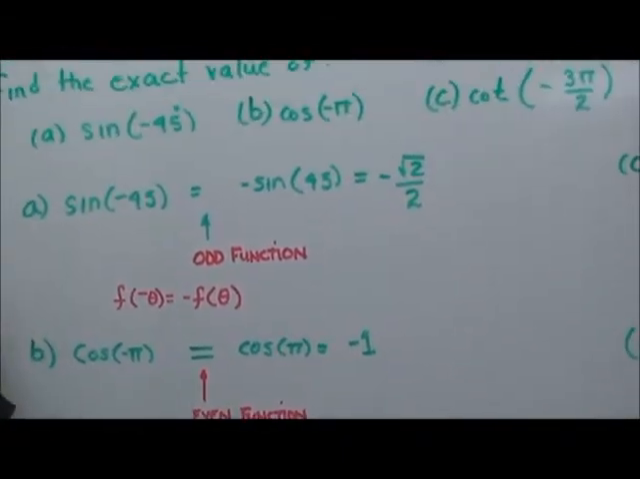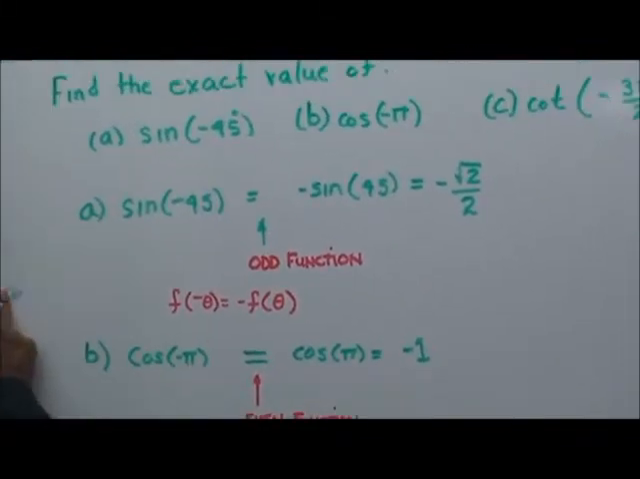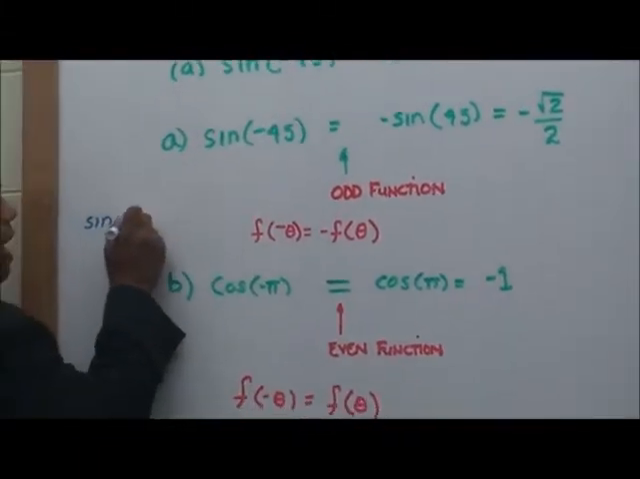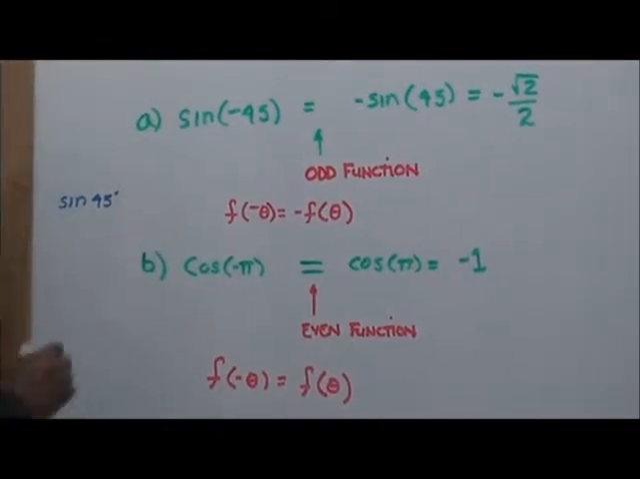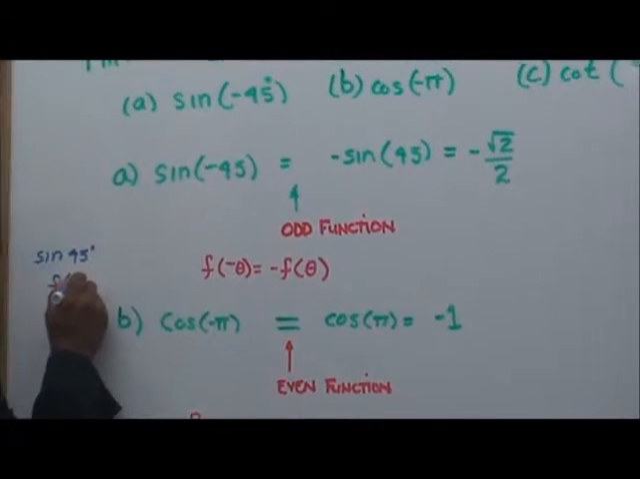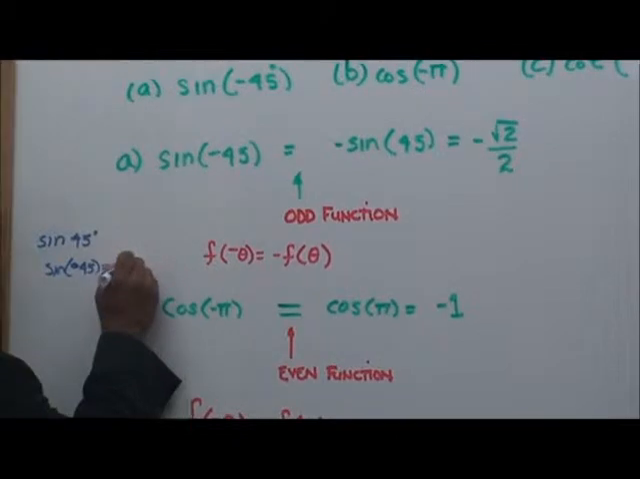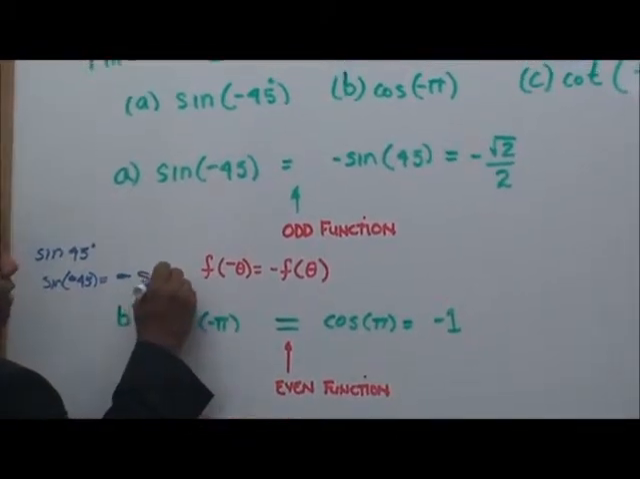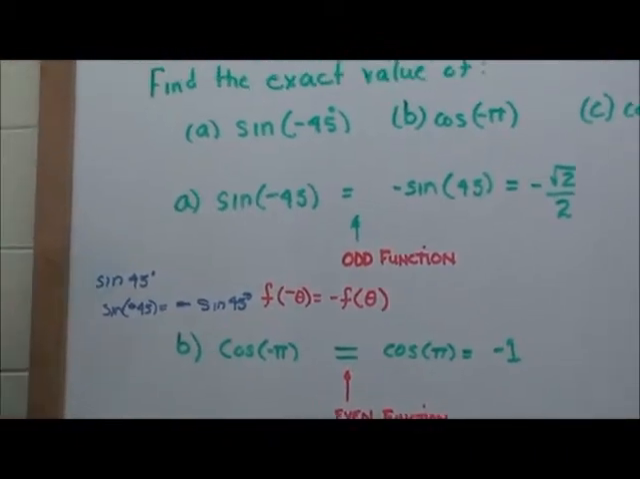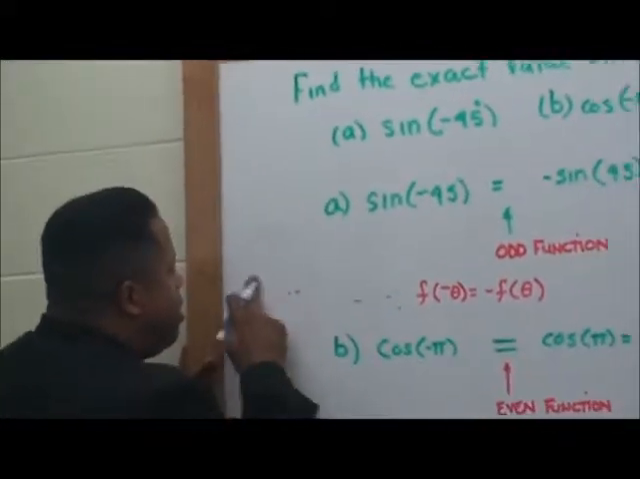Let's say sine 45 is your original value, so you want to plug in negative 45. Here, you're going to get a negative sine 45 degrees. A negative sine 45. You see that. So here, let's continue on.